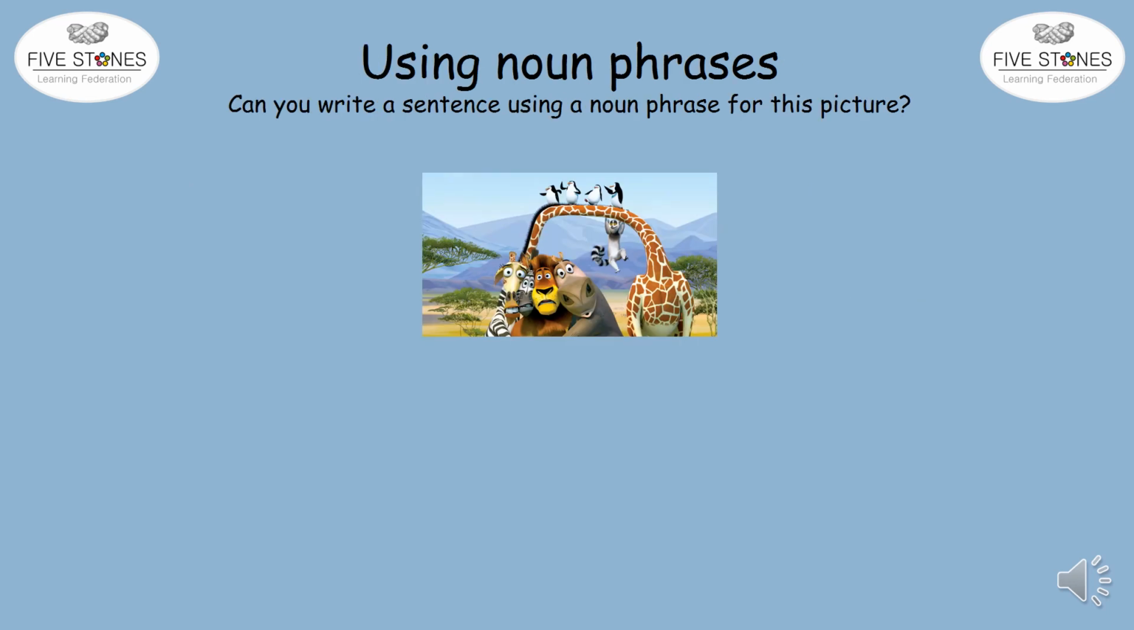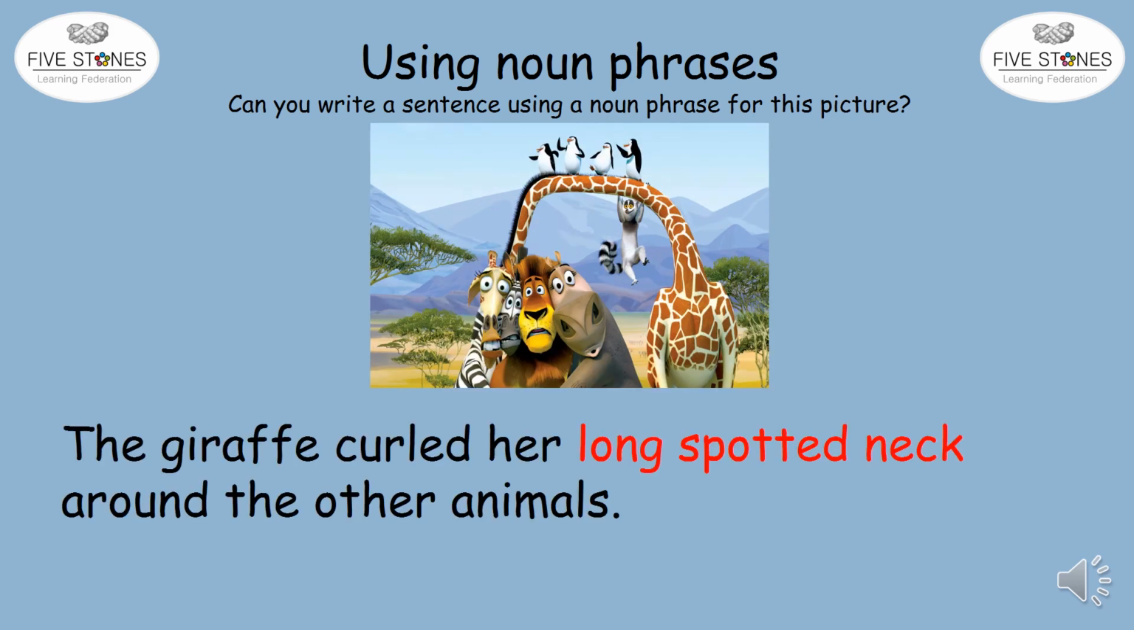Right, can you write a sentence using a noun phrase for this picture? So I'm going to give you an example, see whether you can write another one. So the giraffe curled her long spotted neck around the other animals. So I've used long spotted to describe the giraffe's neck. See whether you can think of another noun phrase for this image.